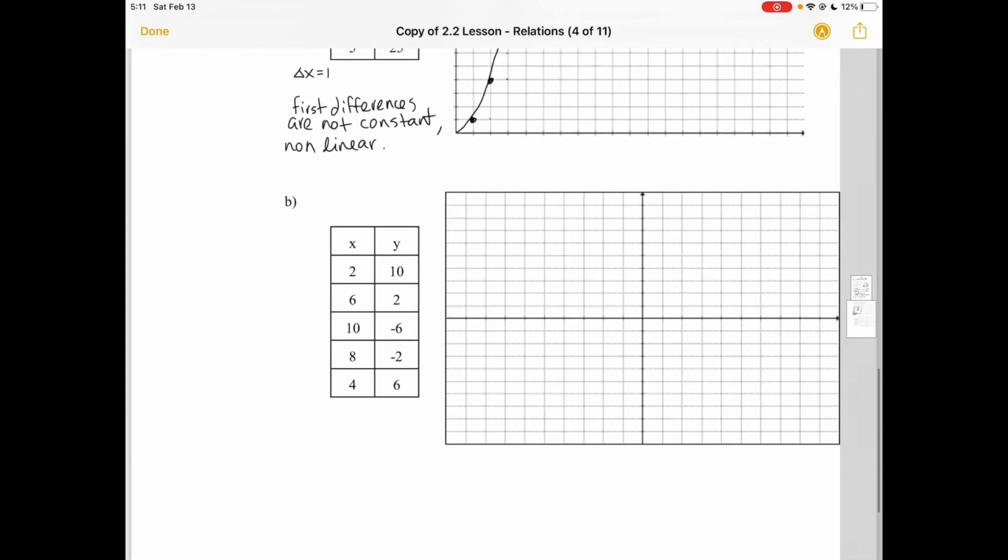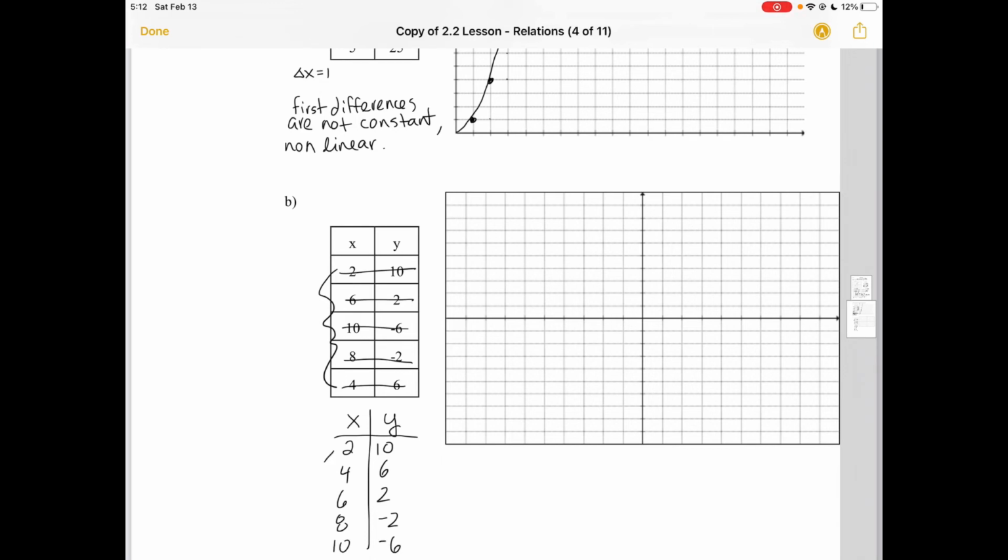Let's do one more example. The first thing I'm going to notice is that my x values are not in order. Before I check the differences between them, I do need to put them in order. So I'm going to look for the smallest value of x, which is 2. So that is still my first one. My next smallest x value is 4, then 6, then 8, then 10.